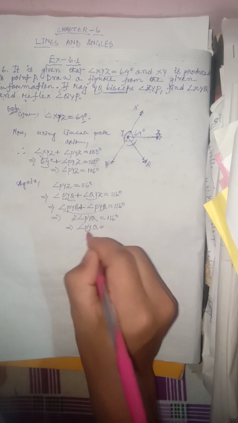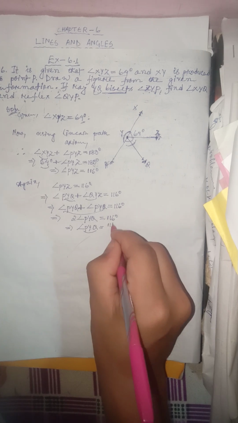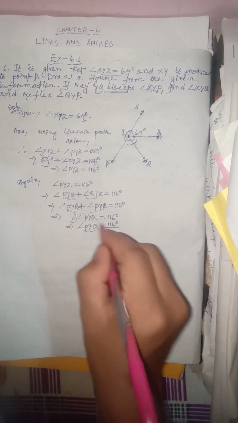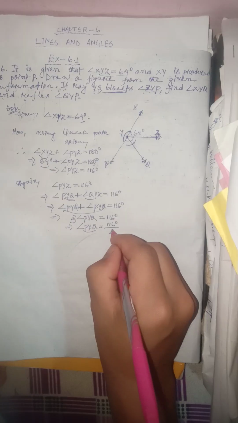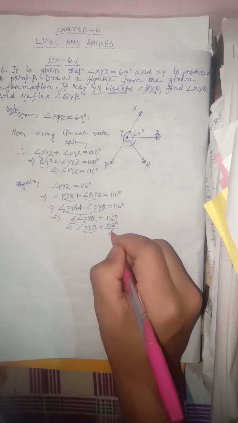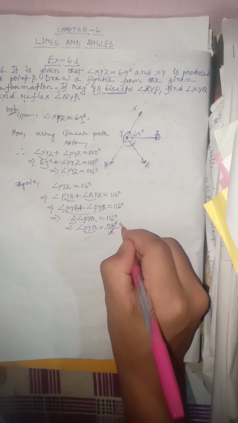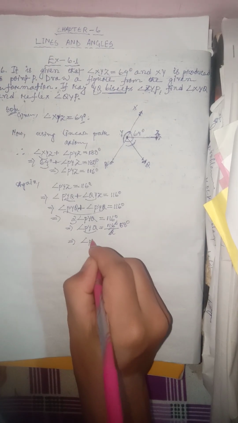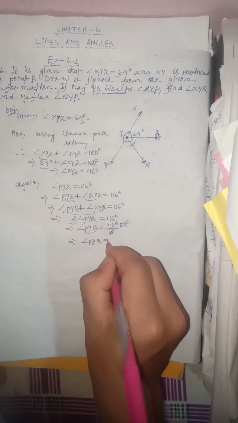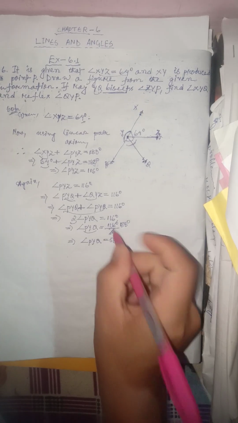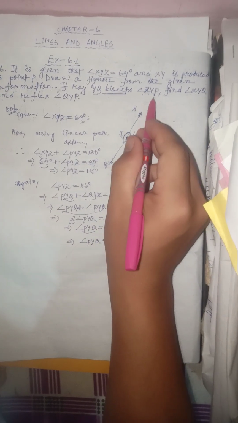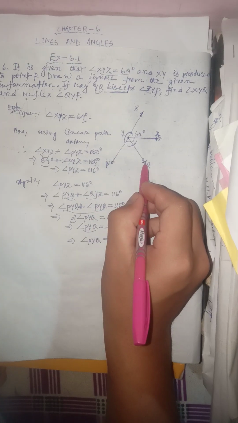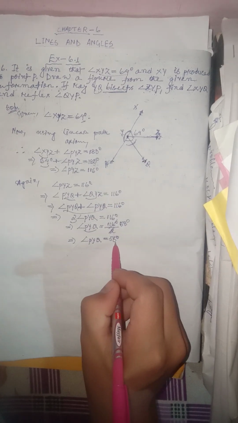Now, your main target is to find the value of this. In order to do this, let us move this to the other side so that it will be in the form of divide. After dividing this, you will get 58 degrees. What is the value of angle PYQ? It is 58 degrees. Now we got angle PYQ, which is 58 degrees.